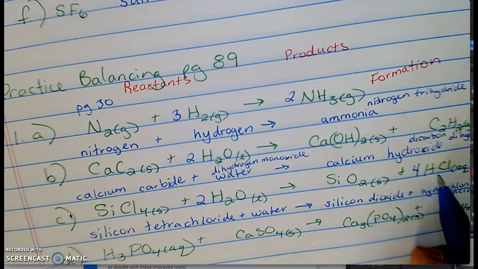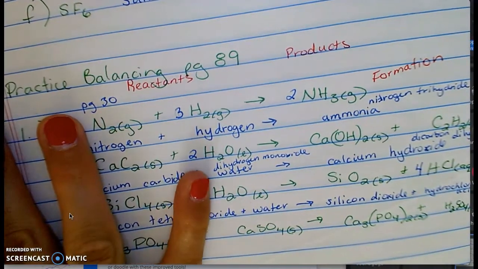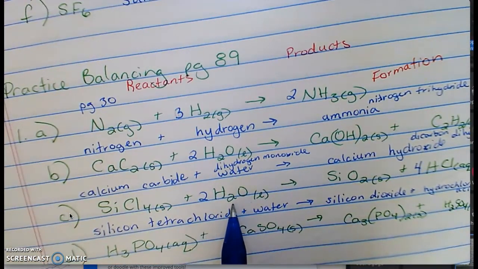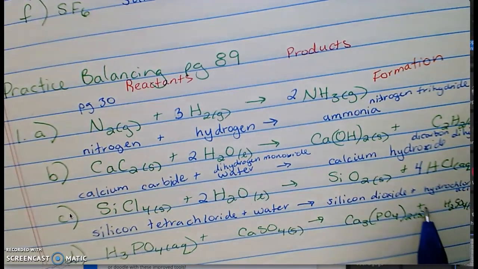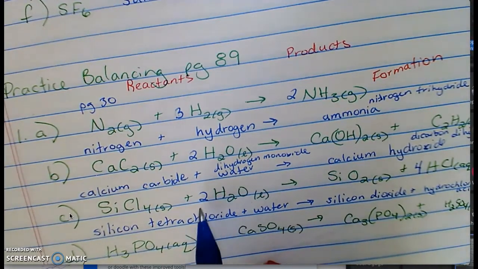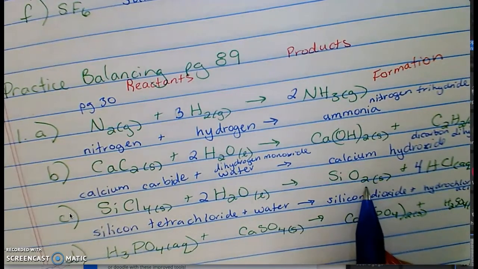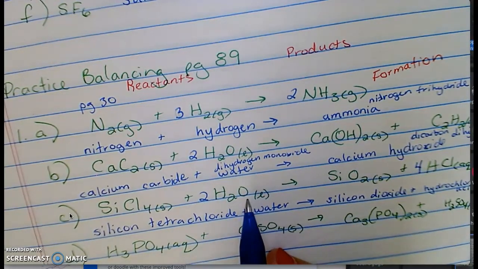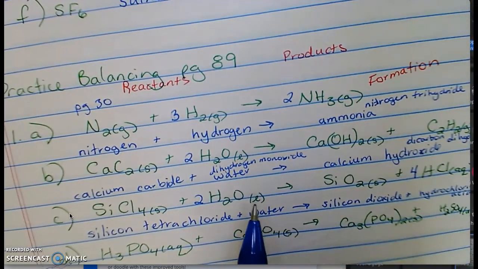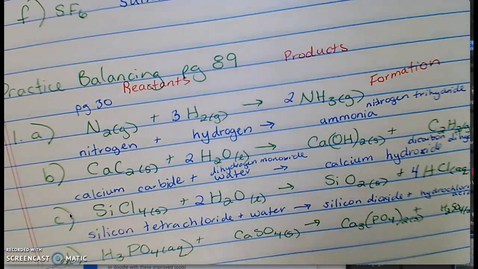Okay, but now we gotta check our hydrogens because now I have too many hydrogens. So I have 4 hydrogens, and on this side I only had 2. Okay, so 2 times 2 is 4. So now the hydrogens balance. Okay, now I gotta make sure my oxygens balance too. So I have 2 oxygens on this side, and I made it 2 oxygens on this side, so we're good. We're happy. Okay, and we didn't learn that kind of reaction either, so we're not gonna label it just yet.